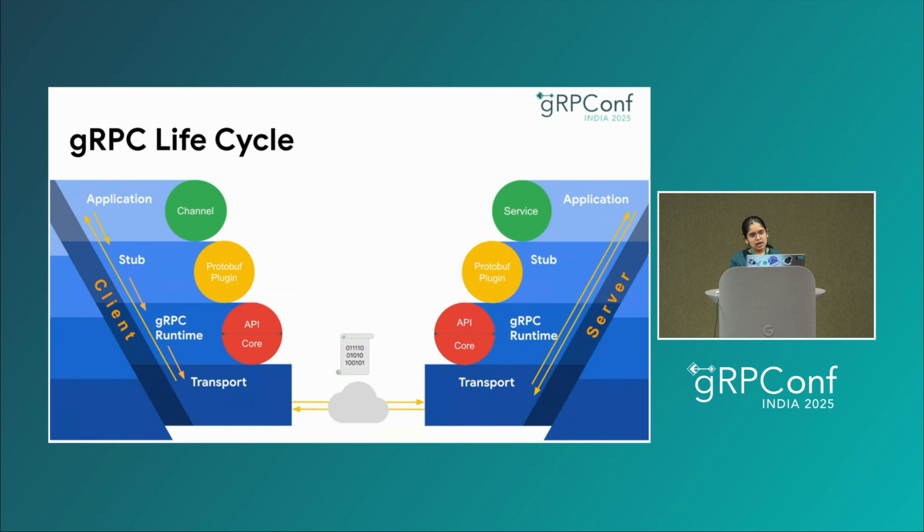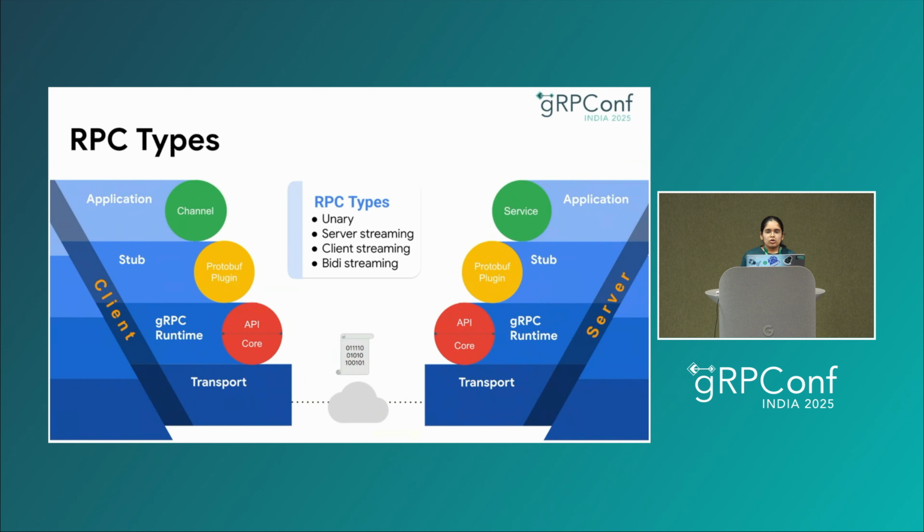So this is one life cycle of a call, starting from the client side, going to the server and back to the client. Now let's look at the 4 types of communication patterns that gRPC supports. First, we have the unary type, which is the classic request response model, where you have a single request from the client and a single response from the server.